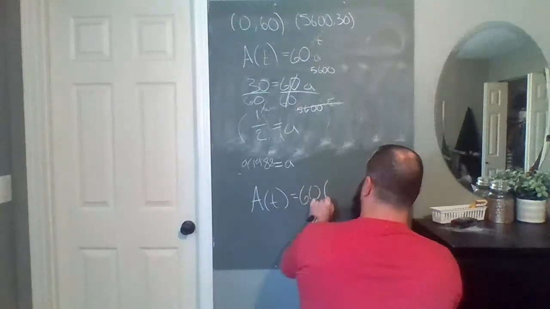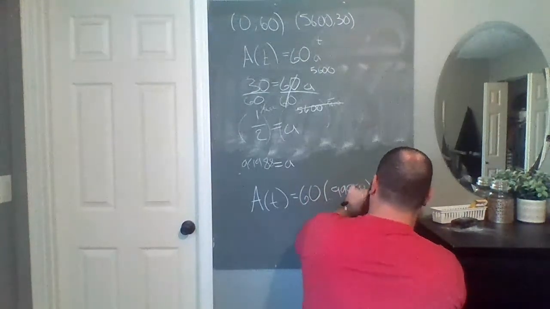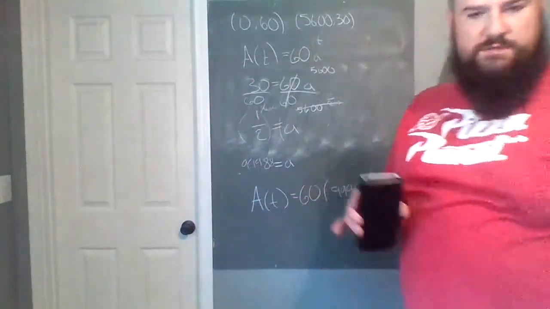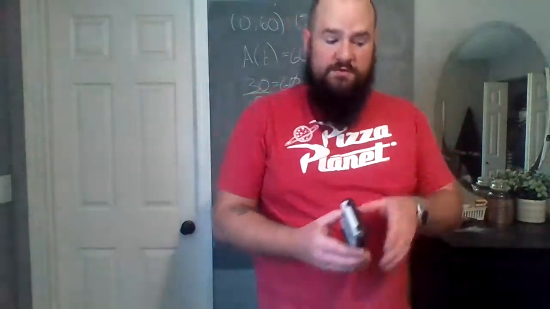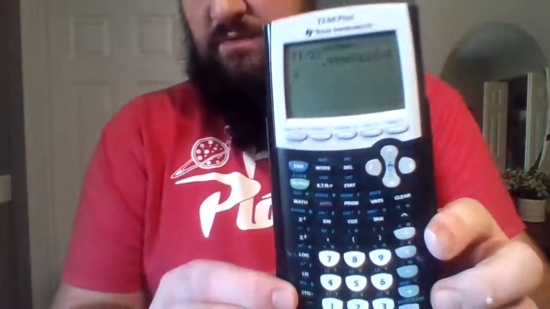A of t equals 60 times 0.99988 to the t. Here's a really cool thing our calculators can do. They can store numbers, like big crazy numbers like this. And the way we do that is really easy. So we have that as our last answer.